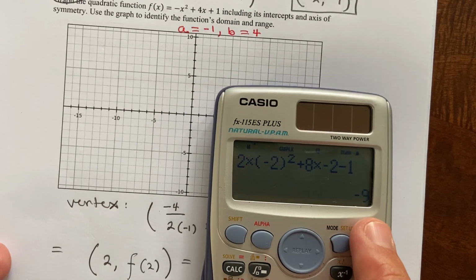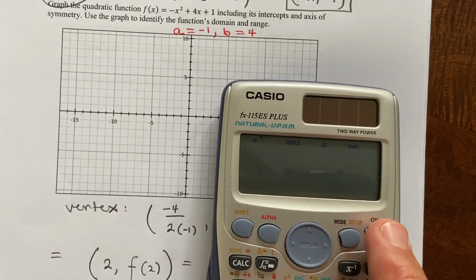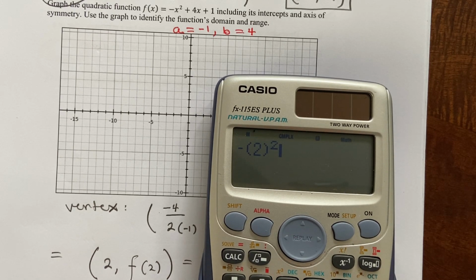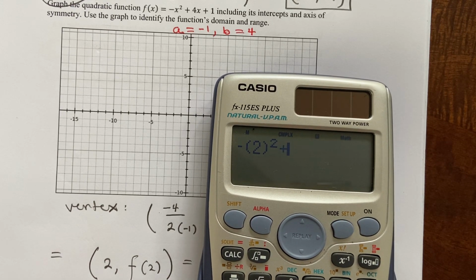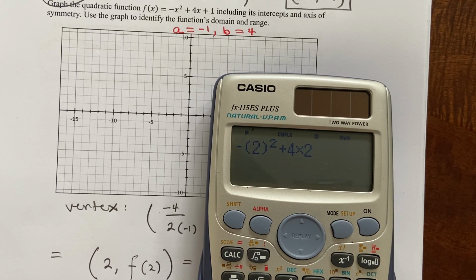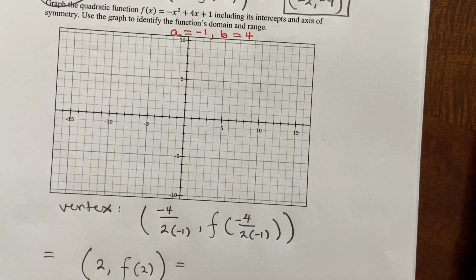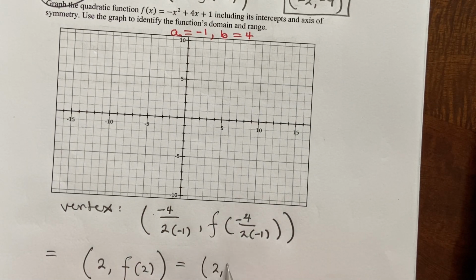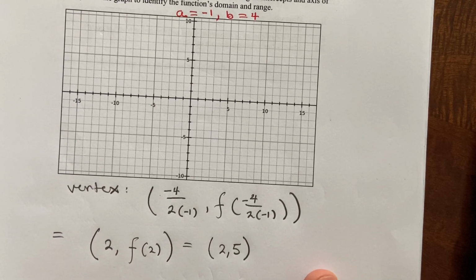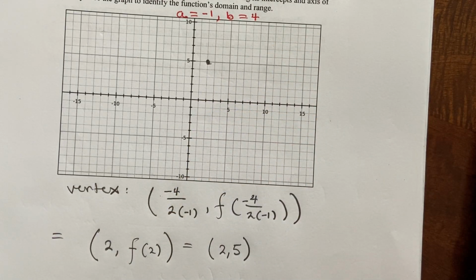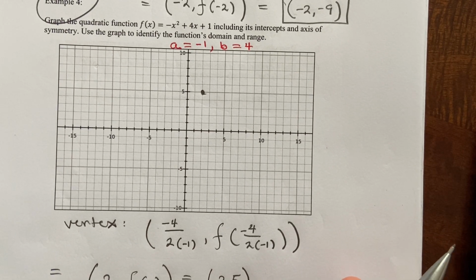So now I'm plugging in 2 into this function that we were given. So negative 2 squared plus 4 times 2 plus 1. That's 5. So 2 comma 5, that's our vertex for this particular one. So I'll plot that. Here's 2 and 5. And now I'll do the similar thing that I did before, is I'll use the point plotting method to get some more points.